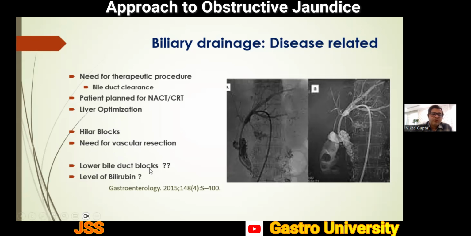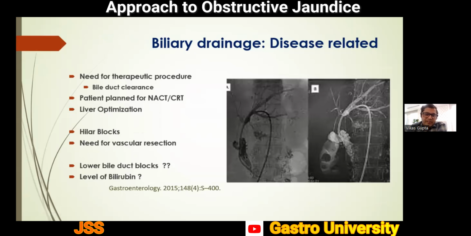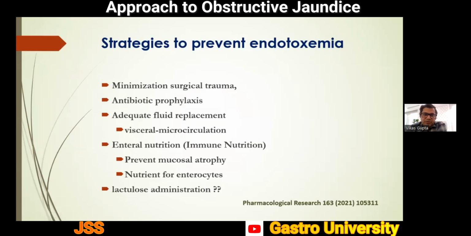But again, there is a lot of controversy regarding lower bile duct blocks in the absence of cholangitis and at what level of bilirubin the drainage is to be done. Usually, there are no guidelines on this, but most people will agree that if the bilirubin is beyond 20 milligram per deciliter, they should be drained. And for the lower level block, the drainage, again, there are many trials, and I will just come to that, whether to drain the lower bile duct blocks in the absence of cholangitis.